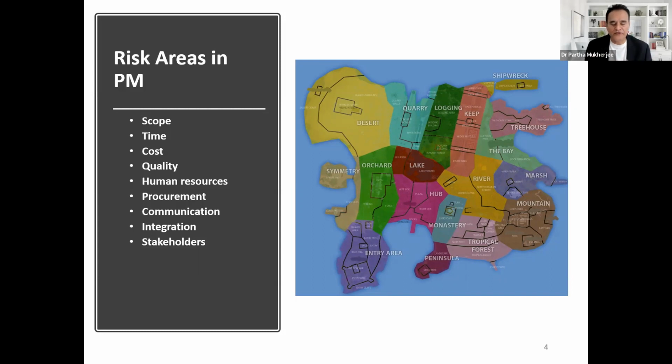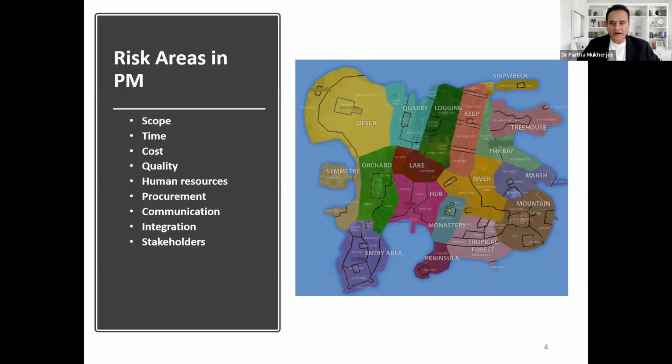For example, human resource. What are the risks in human resource? That the people who are going to work for you suddenly fall sick, or suddenly they get a better job and then leave you. And someone who is very valuable to you, halfway in the project, that person leaves, it's a risk for you. So you need to plan what happens if someone leaves from your team. Okay, so that's a risk.